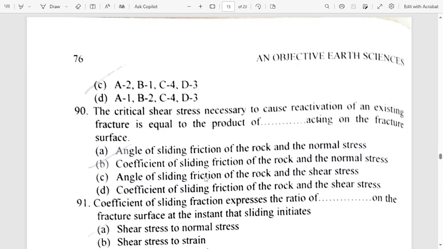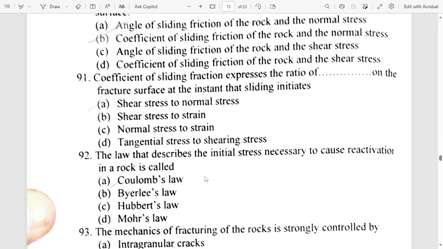The critical shear stress necessary to cause reactivation of an existing fracture is equal to the product of the coefficient of sliding friction of the rock and the normal stress acting on the fracture surface. The coefficient of sliding friction expresses the ratio of shear stress to normal stress on the fracture surface at the instant that sliding initiates. The law that describes the initial stress necessary to cause reactivation in a rock is called Byerlee's law.